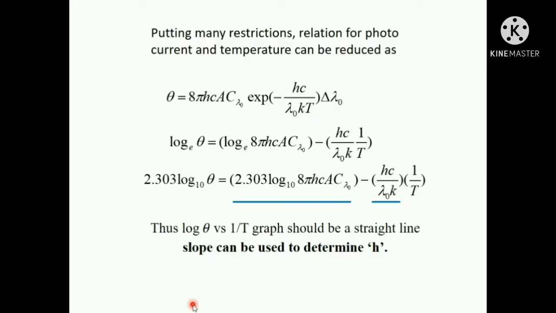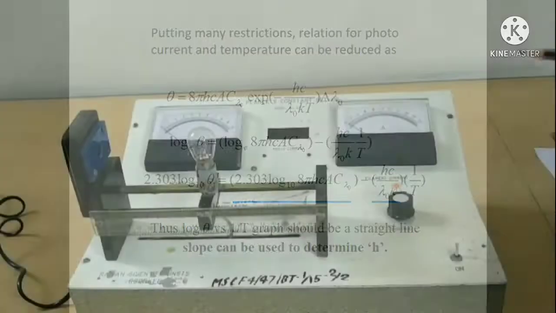So by putting many restrictions, at a given wavelength lambda, the relation between photocurrent theta and absolute temperature T is of the following form. After taking the log, we can see that this is an equation of a straight line when we plot log theta versus 1 upon T, with this as the slope of the line. So the slope of the line can be used to determine h.